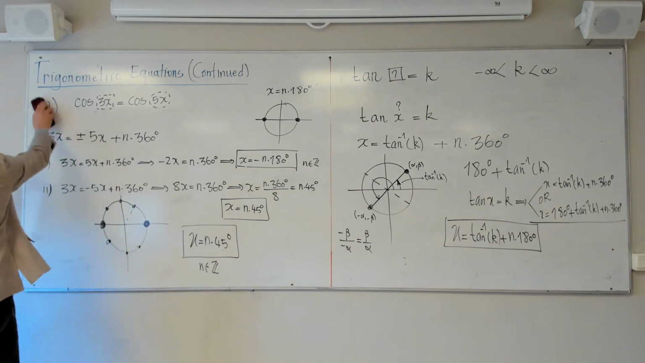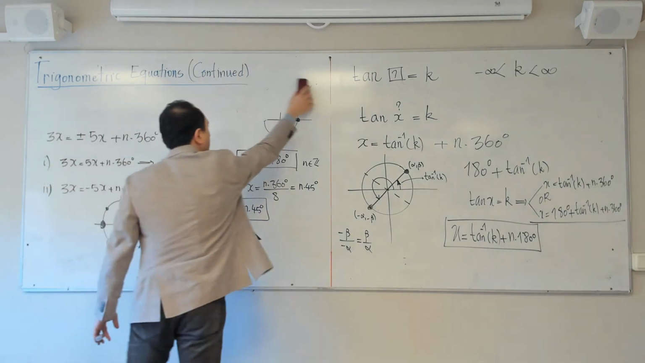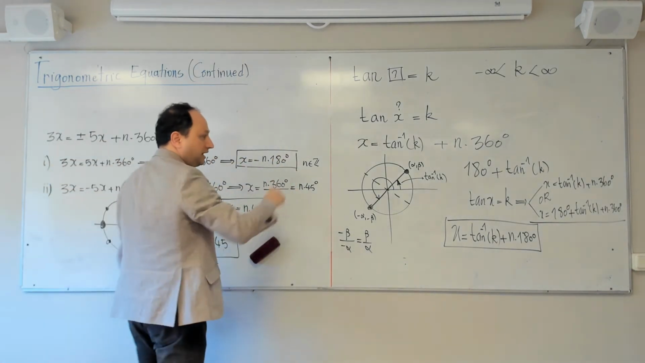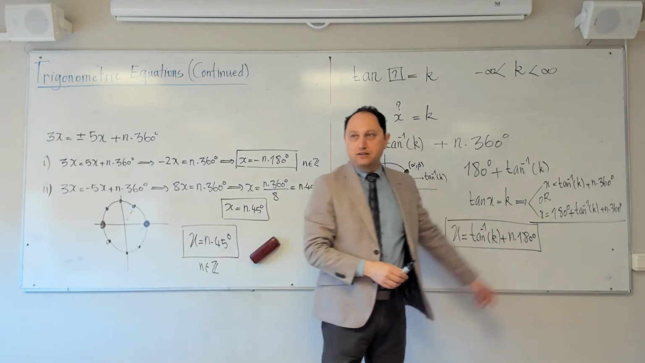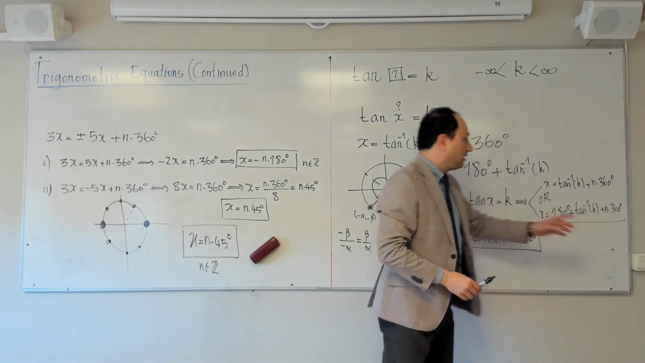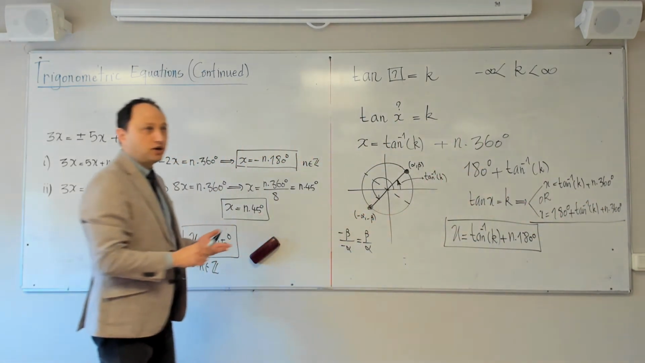So here, let me write it for you. And there is a crucial difference. Later we will talk about it in Math 4. 180 is the period of tangent. 360 is the period of the sine and cosine functions.